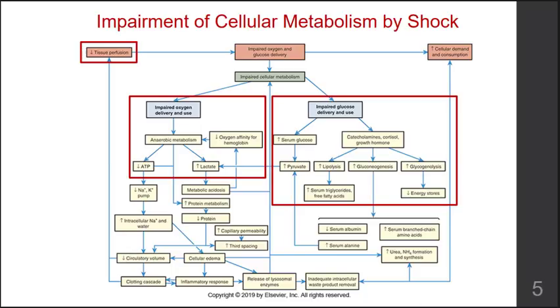Because remember that oxygen is required for normal cellular metabolic processes. The next point to make is the fact that there will be impaired glucose delivery and use. When shock happens, the body goes into general adaptation syndrome, which you might remember from our stress lecture. So it goes into stress mode.